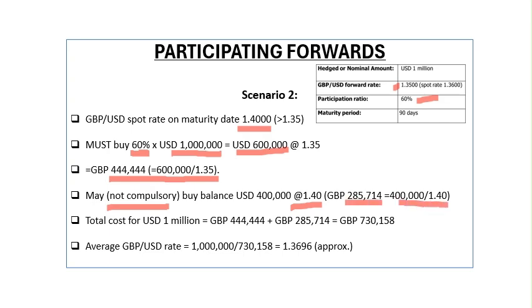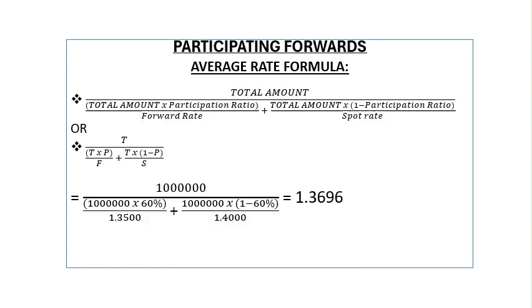Therefore, XYZ will pay a total of GBP 444,444 plus GBP 285,714, which is GBP 730,158 to get USD 1 million. The average GBP USD exchange rate achieved by XYZ will be 1 million divided by 730,158, which is 1.3696 approximately, which is a decent rate. This can also be calculated by the following formula appearing on the screen. Total amount divided by, this is the whole denominator, total amount into the participation ratio divided by the forward rate plus total amount into 1 minus the participation ratio, which is the balance amount, divided by the spot rate, which comes to 1.3696.